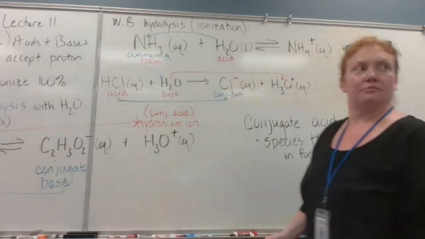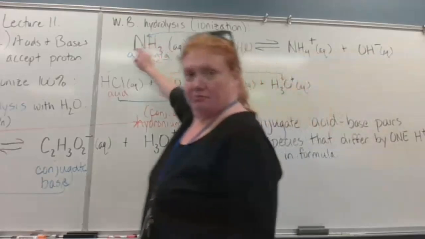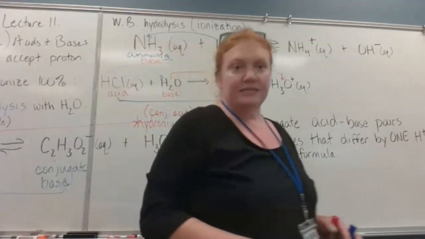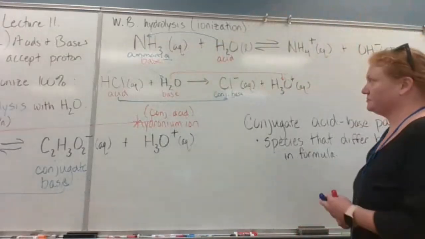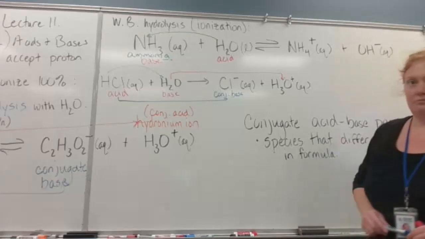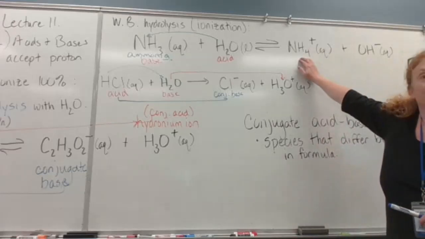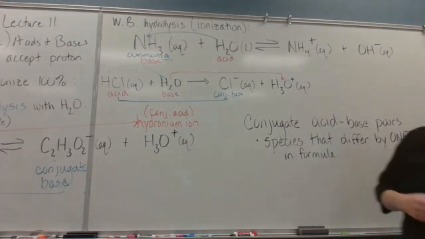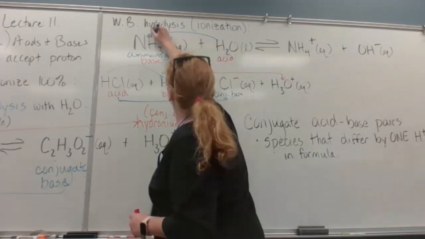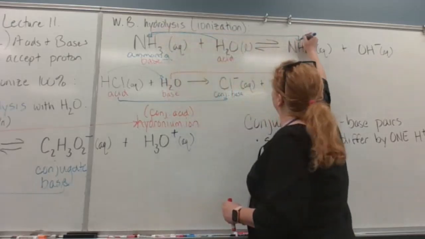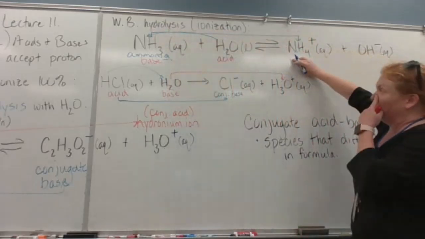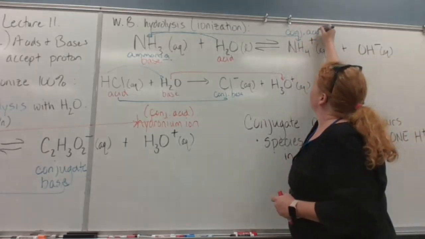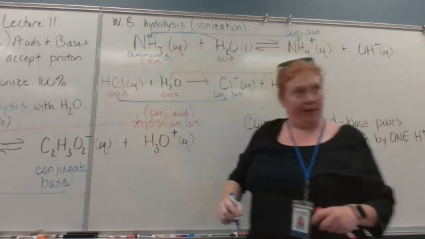Yes. Ammonia is a base. What is ammonia's conjugate acid? The NH4 plus. The thing that differs by one H plus. So what do we call NH4 plus? It is the conjugate acid to ammonia, the base.